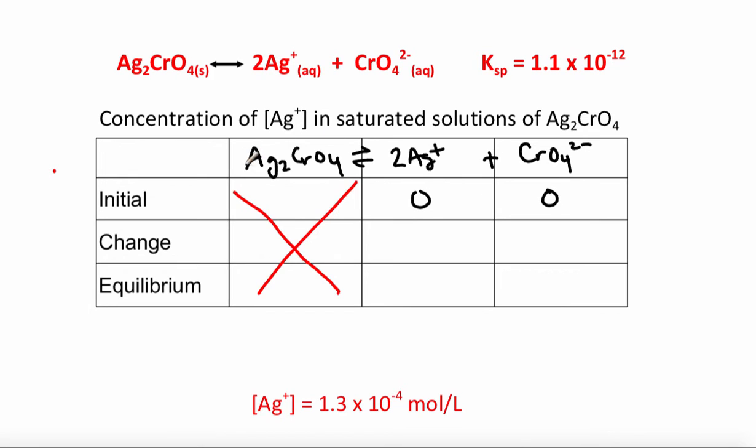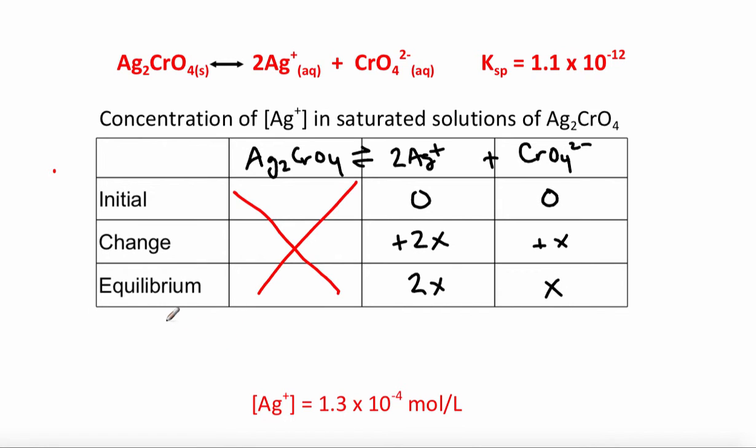Now, here's where we have to look at coefficients. For every one silver chromate formula unit, we get one chromate ion. So that would be plus X. For silver ion, it's different. It's twice as much. So it would be plus 2X. So then at equilibrium, our equilibrium amounts would be 2X and X respectively.